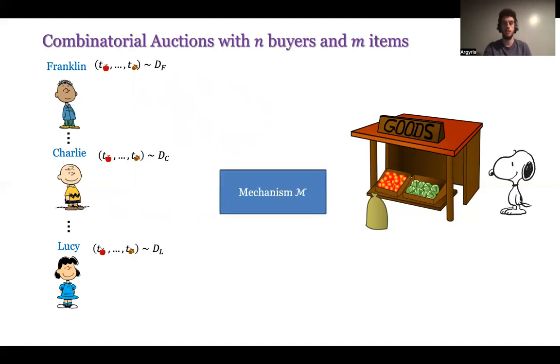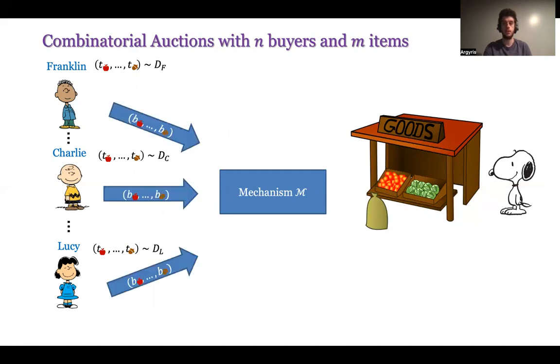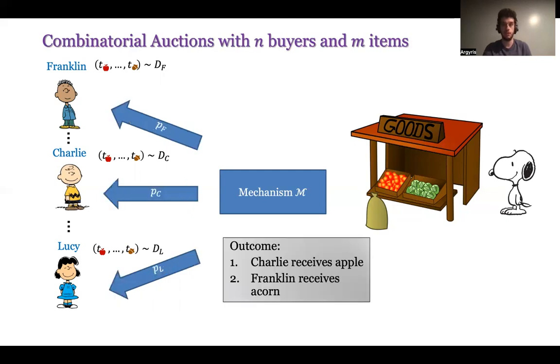The goal of the seller is to elicit buyers' preferences over outcomes using a mechanism. A mechanism consists of two steps. In the first step, buyers report their type to the mechanism. Observe that buyers can misreport their type to the mechanism. In the second step, the seller decides the outcome and how much each buyer pays.